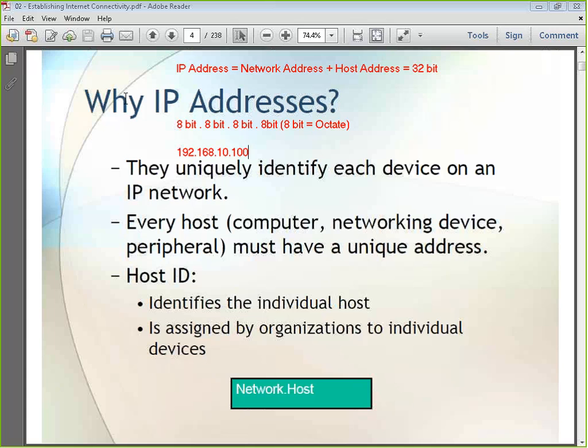Okay, but how do we understand what is the network address and what is the host address? To differentiate between the network address and the host address, we have a subnet mask. Now we come to the next concept, the subnet mask. So what is a subnet mask? A subnet mask is a value that is used to define a network address and a host address.